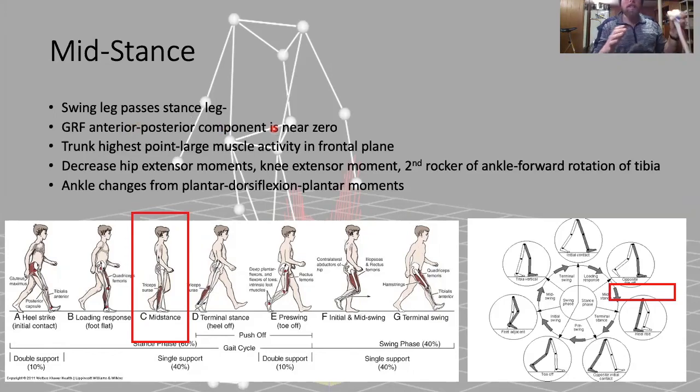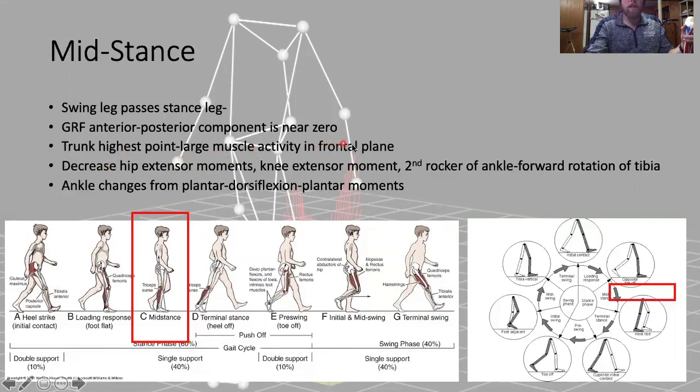The trunk is at its highest point, right? This is the highest point that you will be at here in this mid-stance phase, right, until we get into toe off. And then we have a decrease in hip extensor moments, right? Decrease because we're getting ready to go into a swing phase where we're going to start flexing our hip.